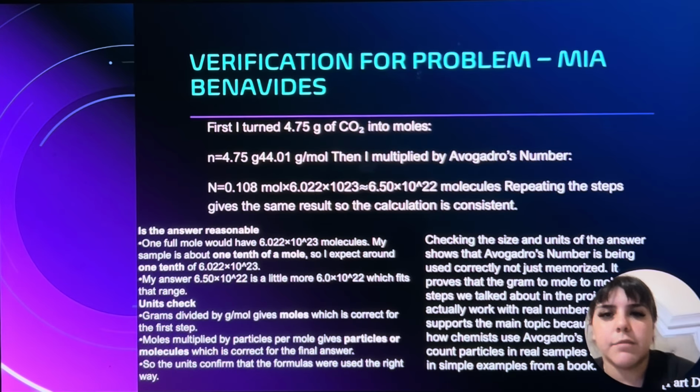Grams divided by grams per mole gives moles in the first step, and moles times particles per mole gives molecules in the second step. That means the formulas were used correctly. Checking the size and the unit shows that Avogadro's number is being applied the right way. It proves that the gram to mole to molecule steps we talked about actually work with real numbers, just like chemists use in real samples.